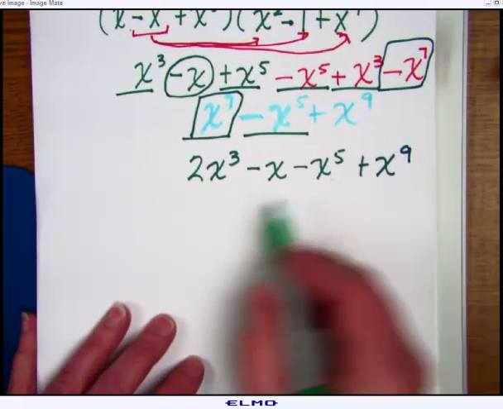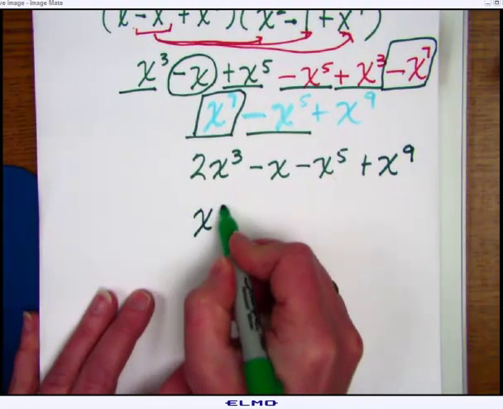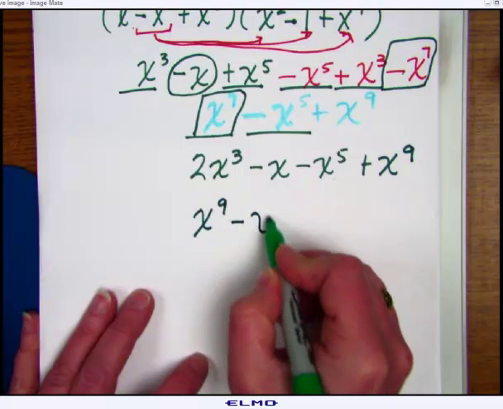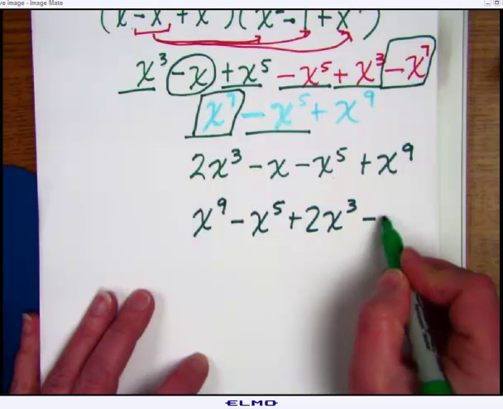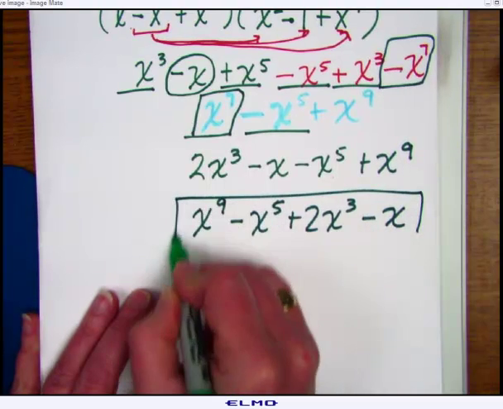And now if we need to write this in descending order, we would write x to the ninth minus x to the fifth plus 2x cubed minus x. So that should be your answer.